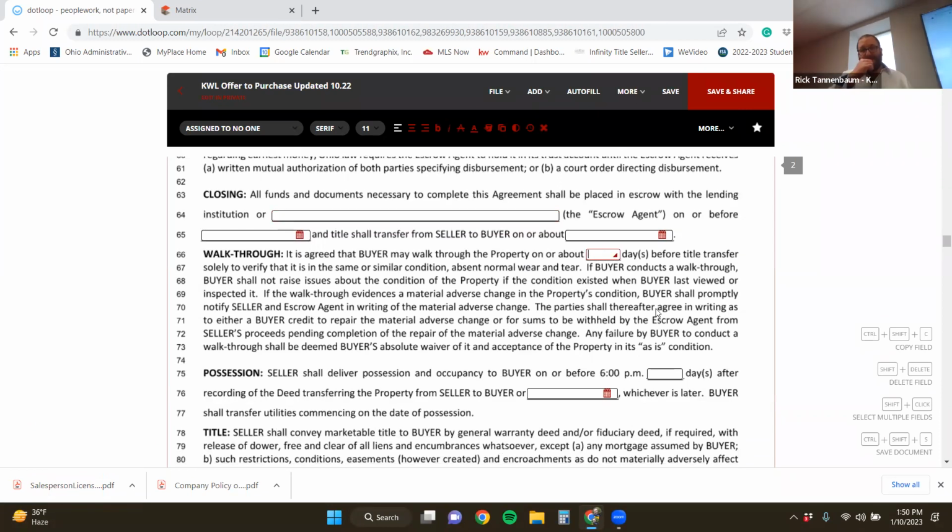Then walkthrough. Well, wait, yep. Line 65, title shall transfer from seller to buyer on or about like the next day after closing. No, that's the same thing. So title transfer, closing, that's two ways of saying the same thing. So the same date. Yeah, so on line 665, the first date would be the funds are due on January 31st, and title shall transfer from seller to the buyer on or about January 31st.